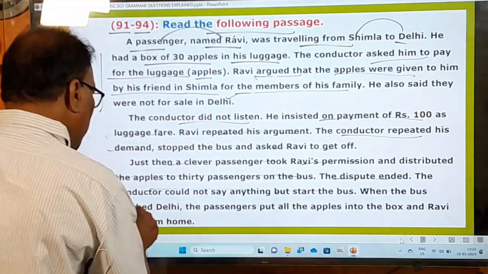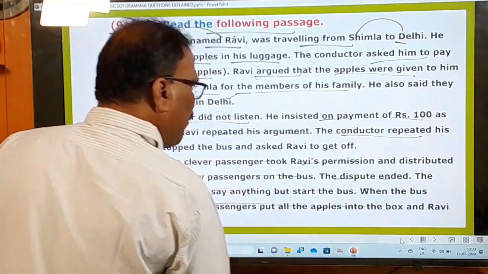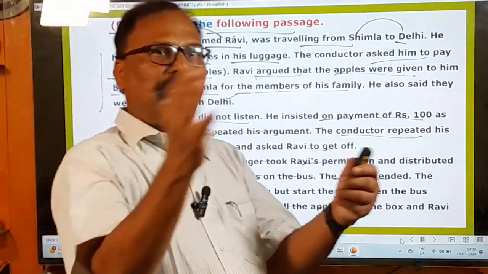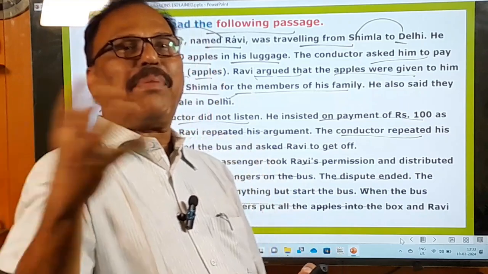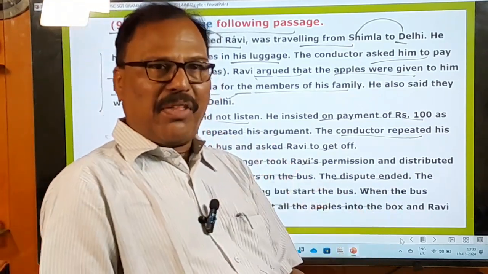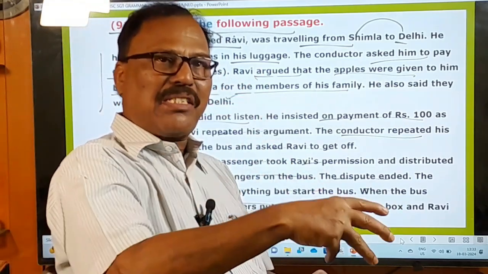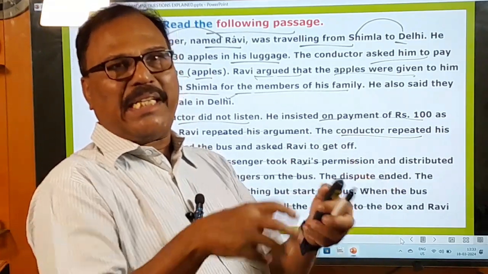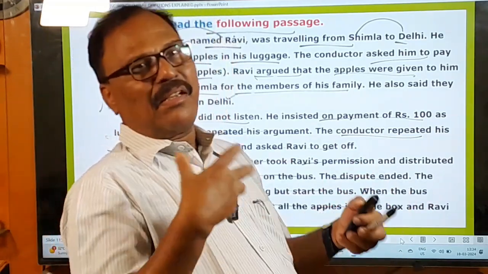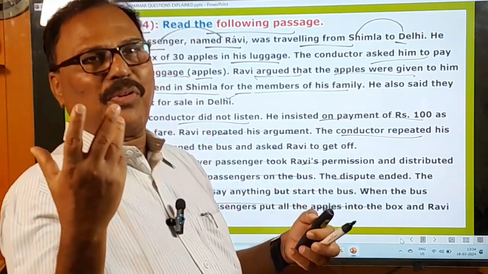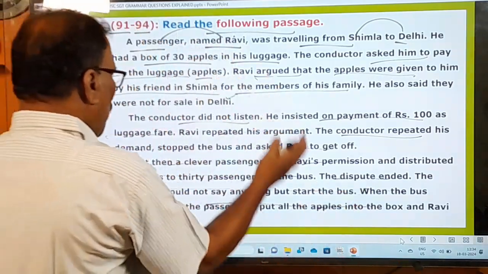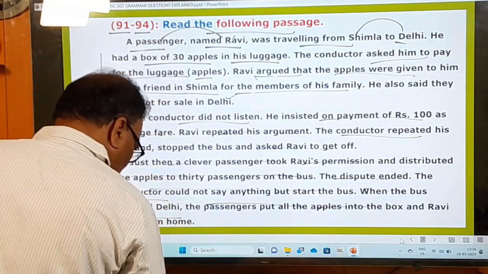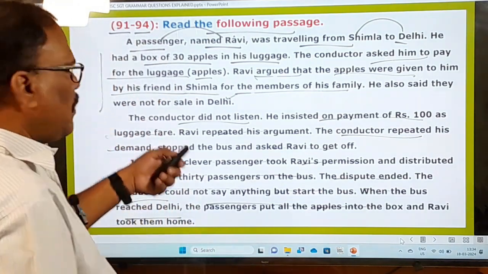When the bus reached Delhi, the passengers put all the apples into the box and Ravi took them home. And when the bus reached Delhi, what happened? All the passengers, after getting off the bus, put the apples in that box, and the box was now full of 30 apples. Now happily Ravi went home. This is all about the small passage. And now let us answer the questions given under this passage.